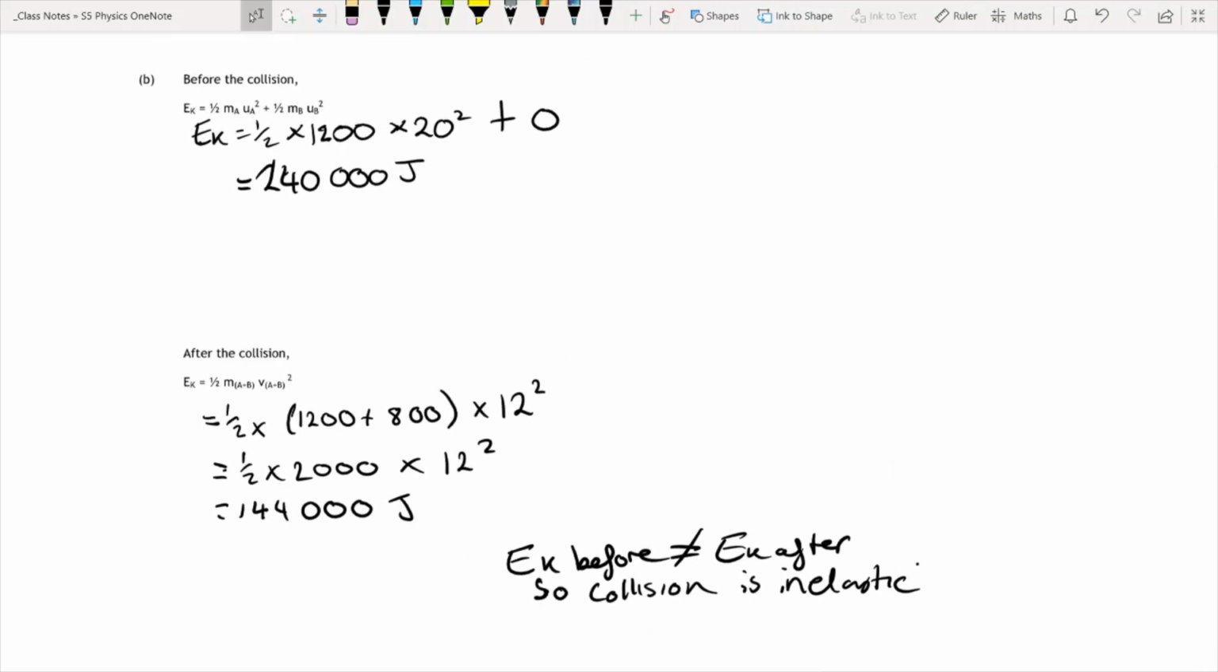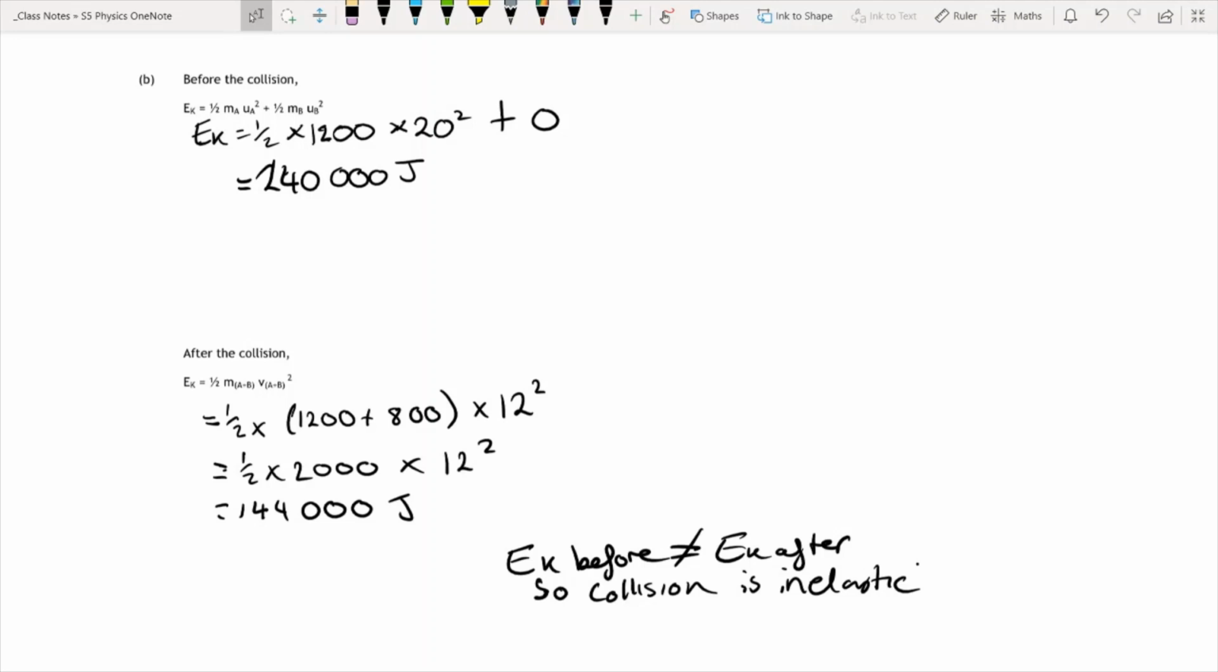Right, so those are the numbers that you should be getting. The first one, half times mass of A times the speed of A squared plus 0 because B wasn't moving. So 240,000 joules. And after the collision, it's half times the total mass times the speed they move off together squared.